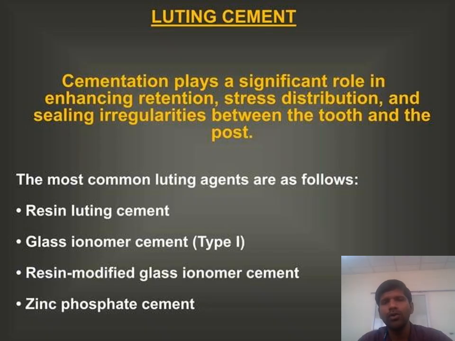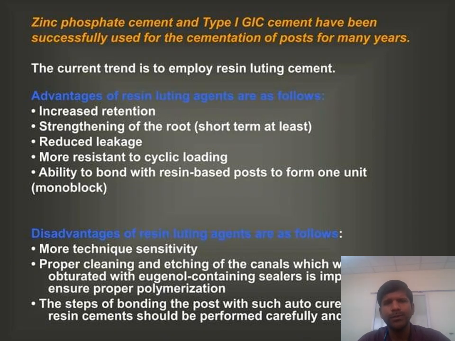The most common luting agents are as follows: resin luting cement, glass ionomer cement, which is type 1, resin modified glass ionomer cement, and zinc phosphate cement. Zinc phosphate cement and type 1 glass ionomer cement have been successfully used for the cementation of posts for many years. The current trend is to employ resin luting cements.